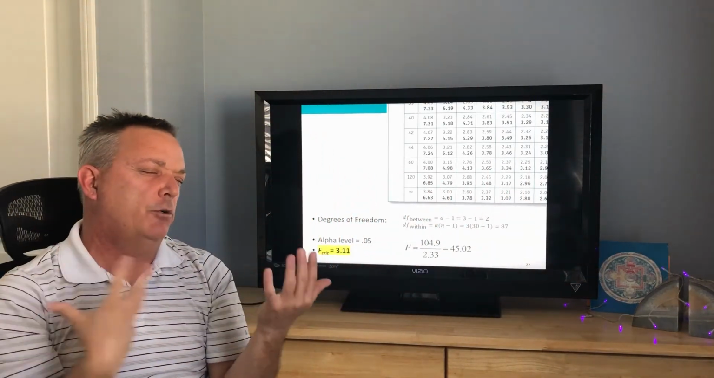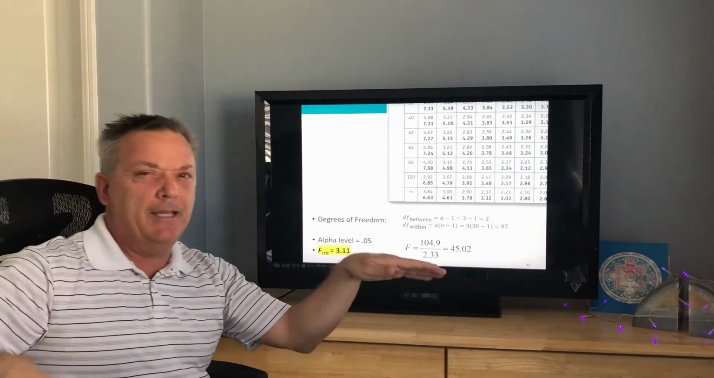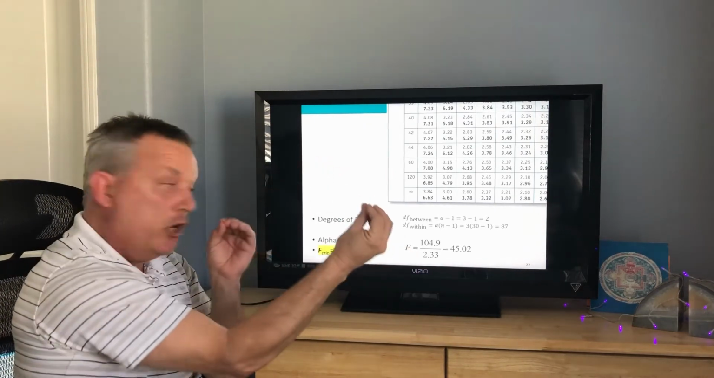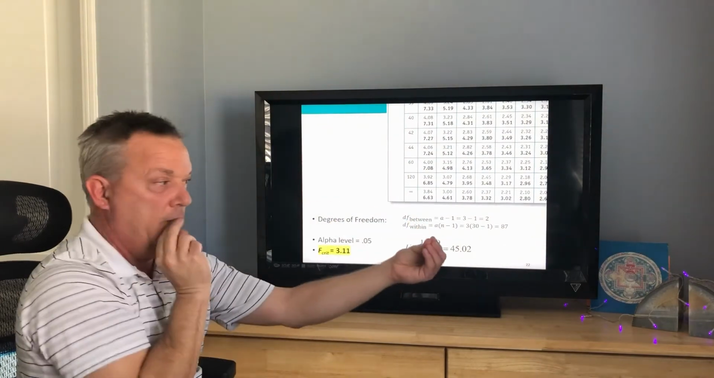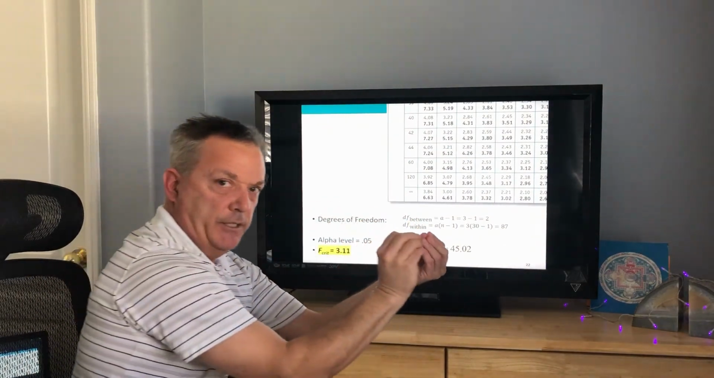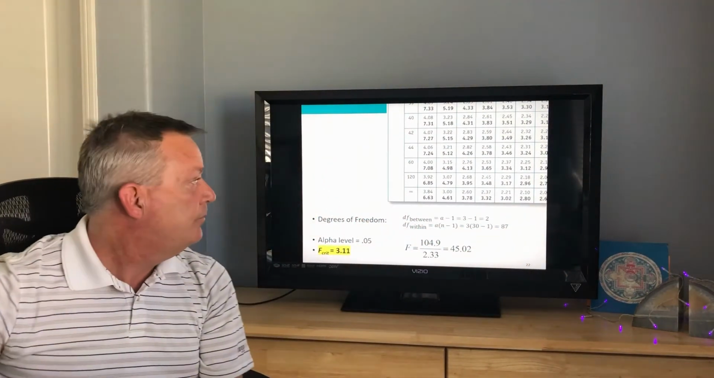If you have trouble really figuring that part out, I like to graph it out and just show where that critical region is, 3.11, and then just start marching along and see if I can get past it.